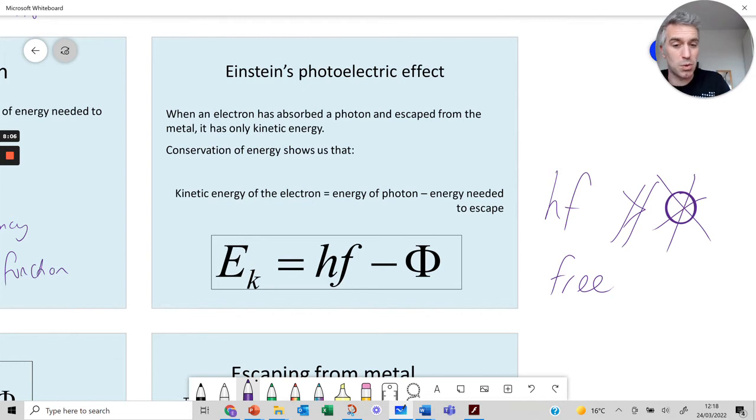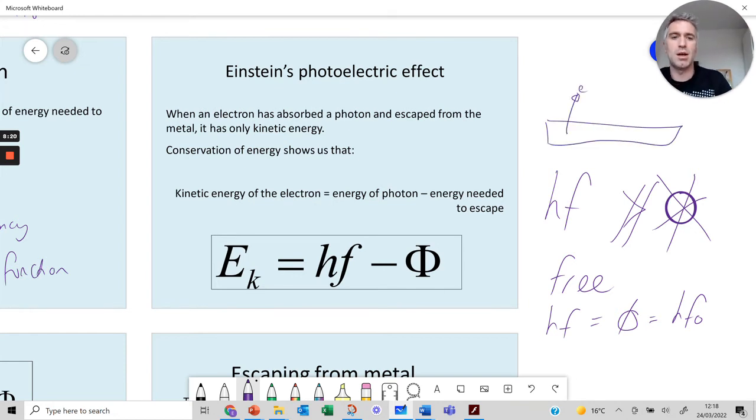But if it's equal to the work function, hf equals the work function, which is basically saying hf0, the electron gets free. There it is. It goes, whee, I'm free. And then it just sits there and doesn't really know what to do. Like at the end of Finding Nemo, where all the fish are in the little bags and they've escaped, and they're like, okay, what do we do now? It's kind of like that. They've put all their effort into escaping, and now there's nothing left.